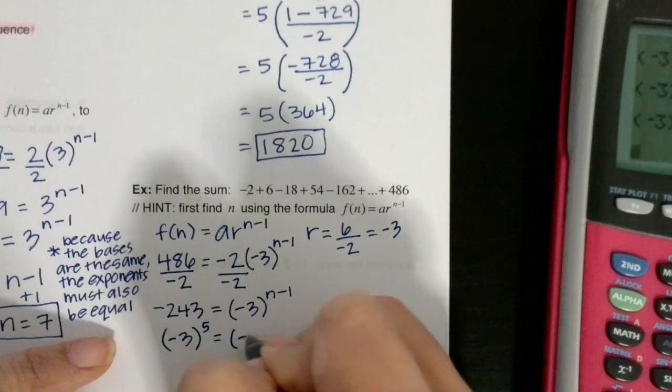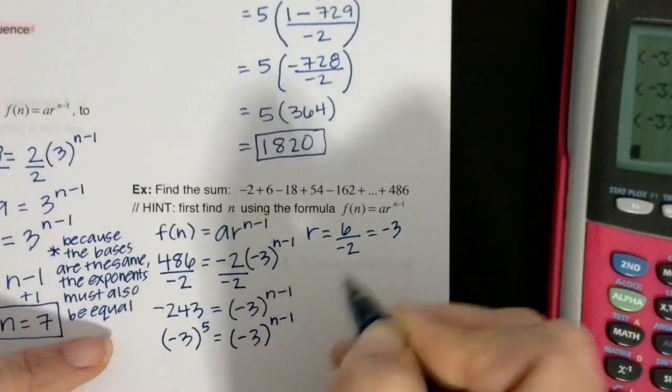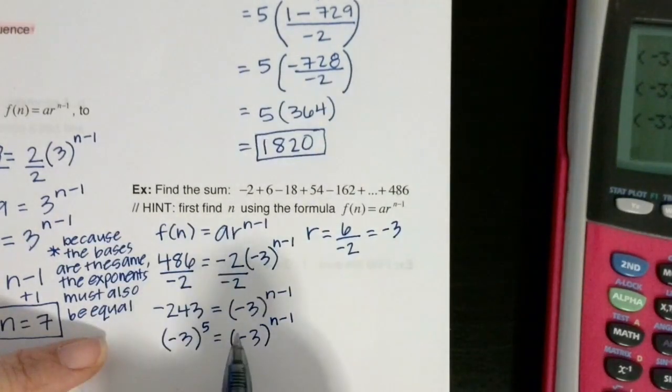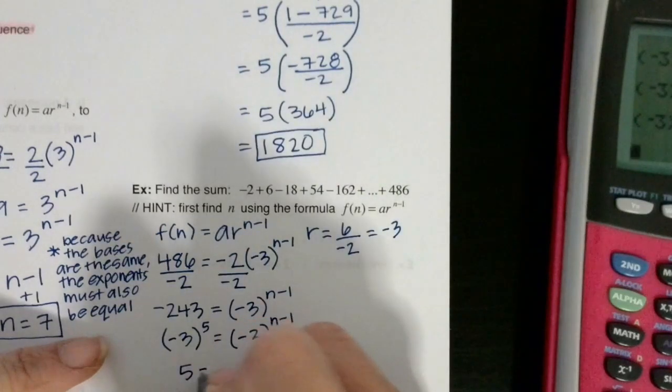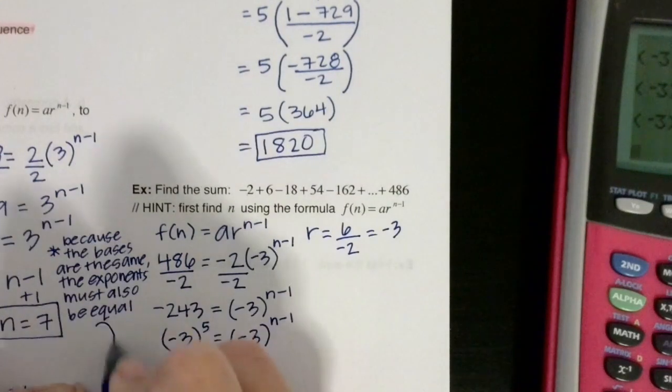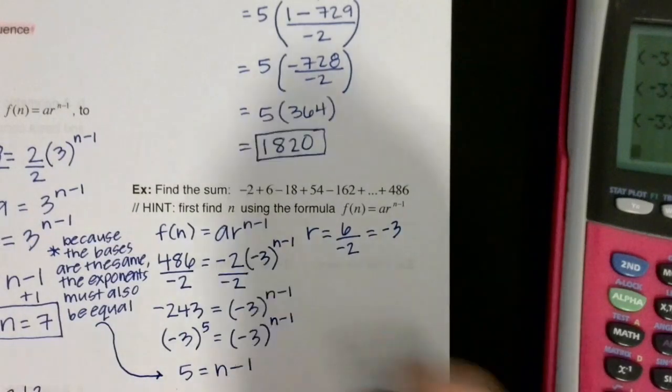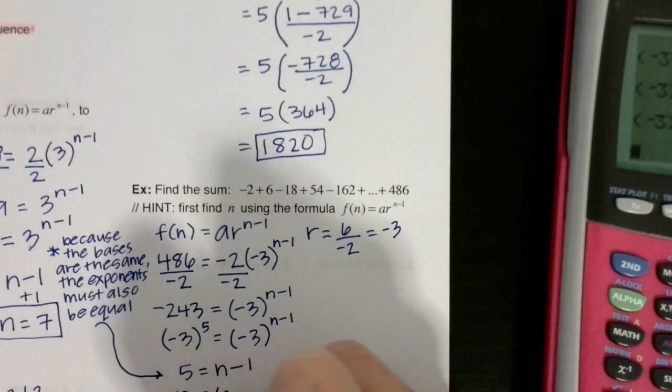And now we're going to use that rule that we used before. Because the bases are the same, the exponents must also be equal. So that's what's going on there, and we get n equals 6.